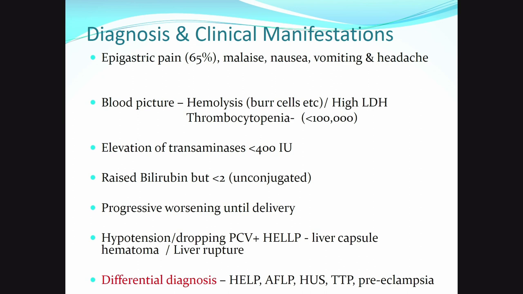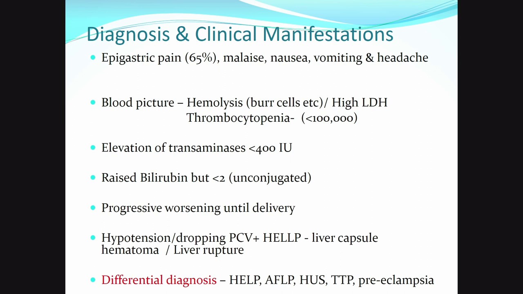Initial symptoms could be very mild, like malaise, nausea, vomiting. So these symptoms could be normal to the pregnancy. So you need to differentiate the medical condition and do the relevant investigations like liver enzymes, full blood count, maybe blood picture, and look at the hemoglobin level and the platelet count, and need to monitor the condition because it could gradually worsen until delivery.